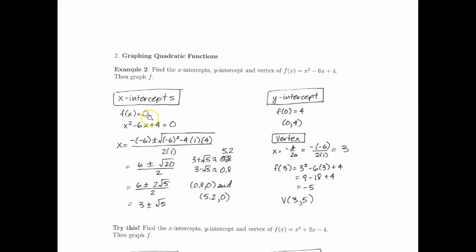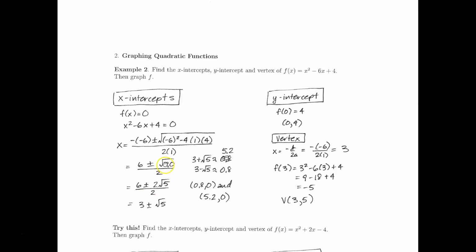So for the x-intercepts, f of x equals 0, so we can set x squared minus 6x plus 4 equal to 0. And there are no factors of 4 that add up to negative 6, so I have to use the quadratic formula. So I took the opposite of negative 6, the opposite of b, plus or minus the square root of b squared, which is negative 6 squared, minus 4 times a times c, that will be minus 4 times 1 times 4, all over 2 times a, which will be 2 times 1. And we get 6 plus or minus the square root of 20 all over 2.